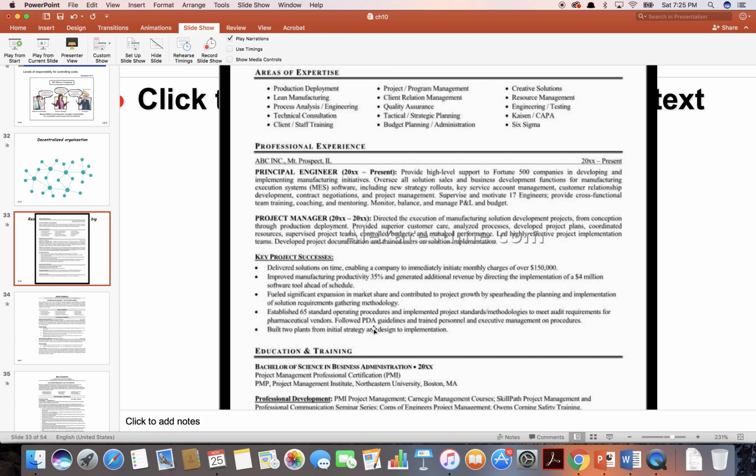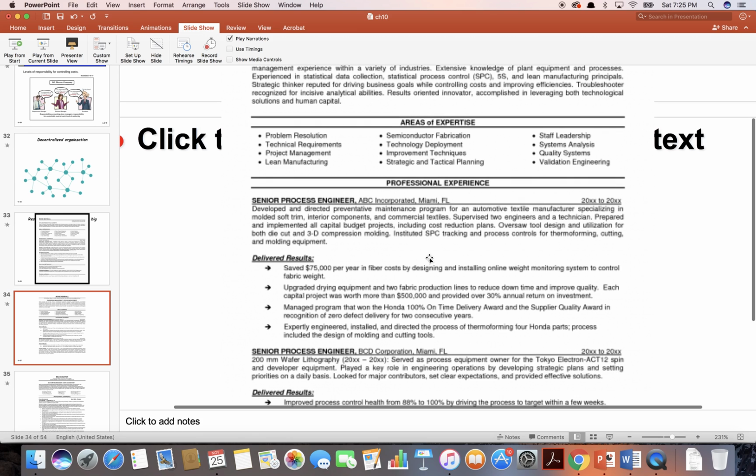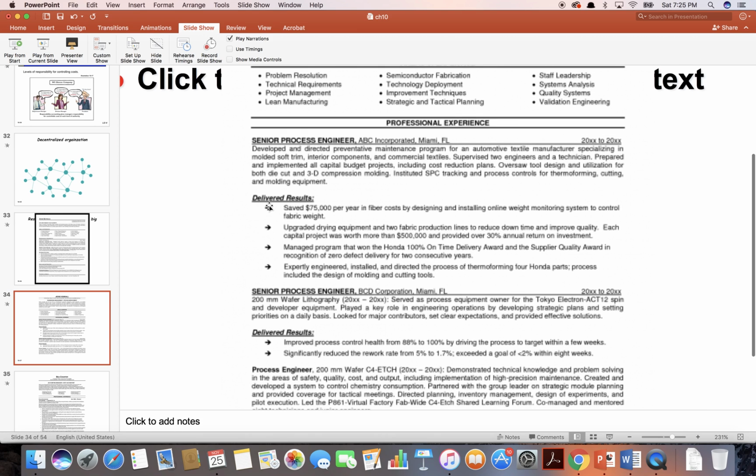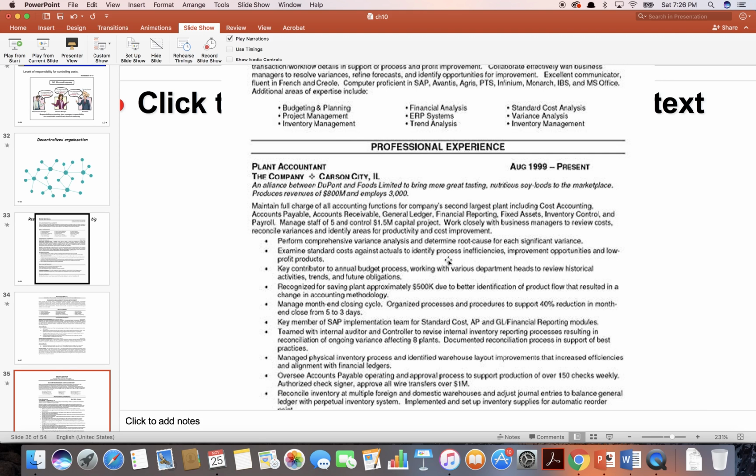So here's another statement. Let's look at another resume by some Jesse Kendall, and in this resume the person says delivered results, because they're projecting they were responsible, they were making decisions. It says saved $75,000 per year in fiber costs by designing and installing online weight monitoring system to control fabric weight. So the idea is that these people are saying, hey, we were making decisions here that were creating more value for these companies, right? And whoever is reading that is saying, hey, this person can make better decisions, right, if they believe them.